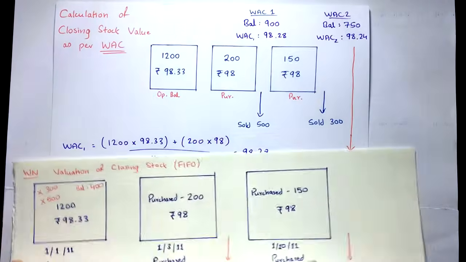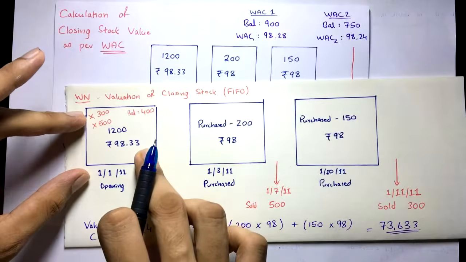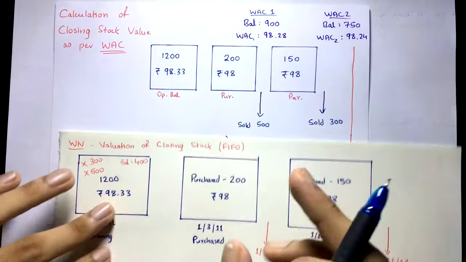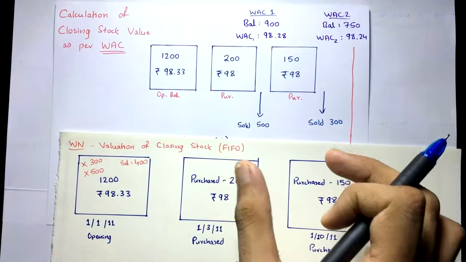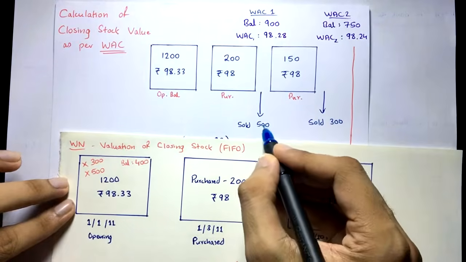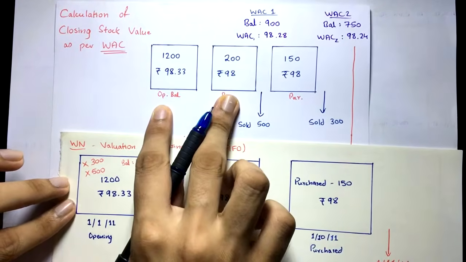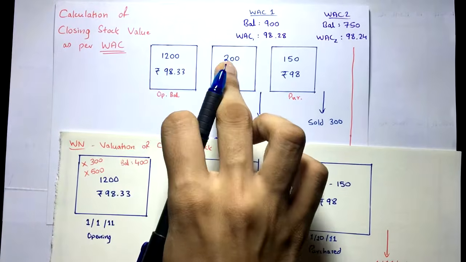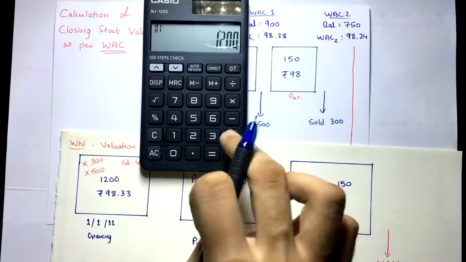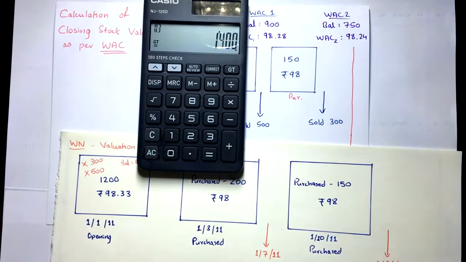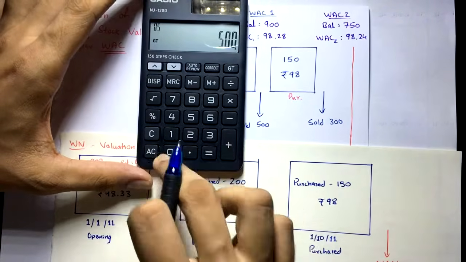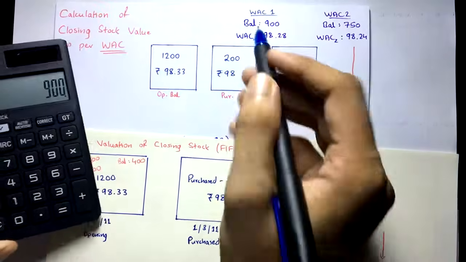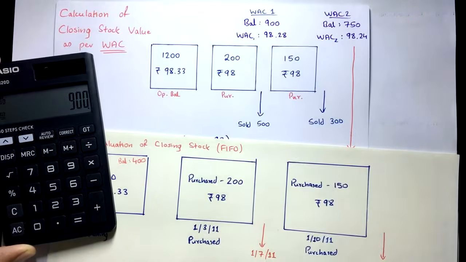In FIFO we just concentrated on the first lot, first in first out. Here you have to see the entire thing. See here, you have sold 500 quantity. After these two boxes, you had 1,200 plus 200, that is 1,400. You sold 500, so the remaining is 900. So the balance is 900. This is what you have to do.